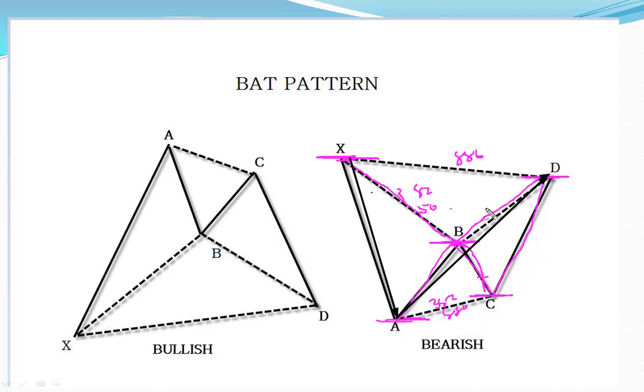Now your B to C to D would have that same 1618 to 2618 that we saw in the other pattern, the butterfly. So B to C up to D, and then you have the XA up to D, and then you have the BC up to D. You have all this put together, has your areas to watch, and that's your bat pattern.